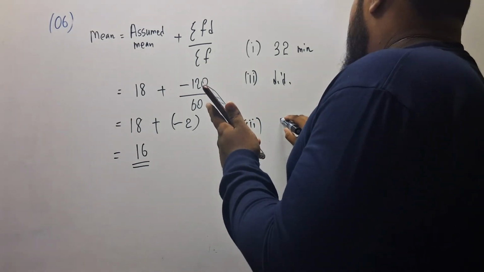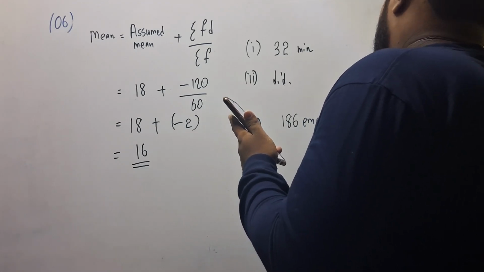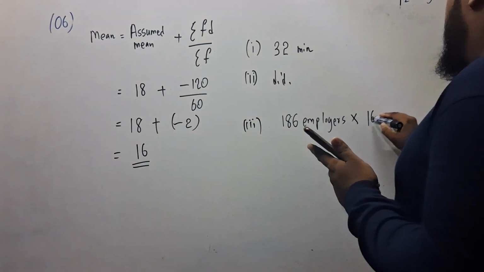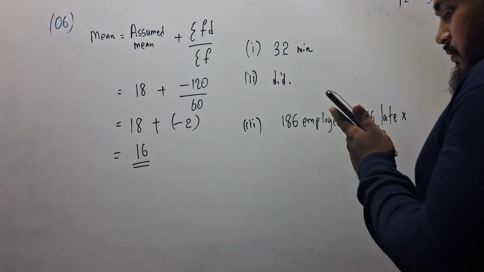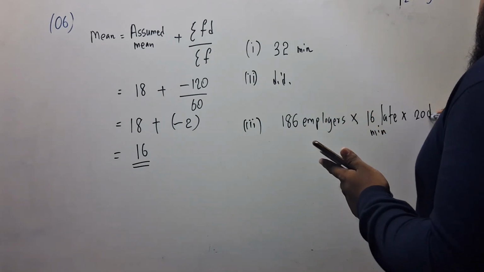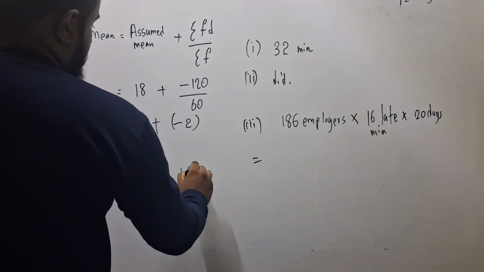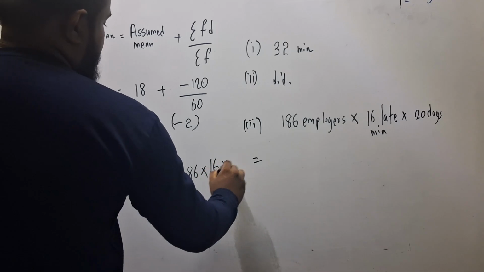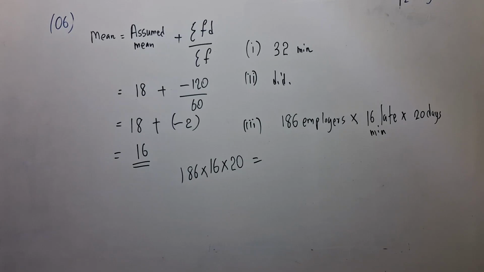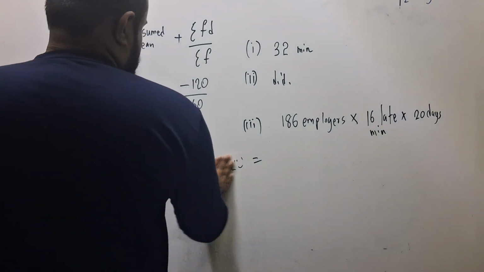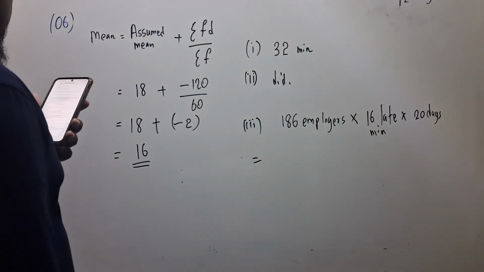on an average of 16 minutes, the time the company loses is 186 employees into 16 late minutes into how many days? 20 days. So you have to multiply 186 by 16 by 20 to get the number of minutes. Then you have to divide it by 60 to get the number of hours. Are they asking minutes or hours? They are asking the hours.